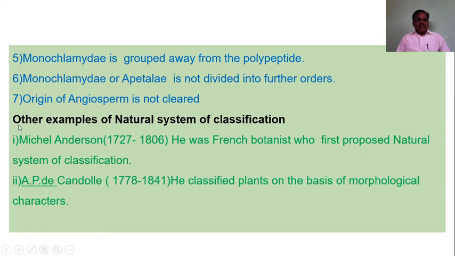One more thing, the other examples of natural systems of classification are Michel Adanson, who was a French botanist who first proposed a natural system of classification, and then A.P. de Candolle, who classified the plants on the basis of morphological characters.